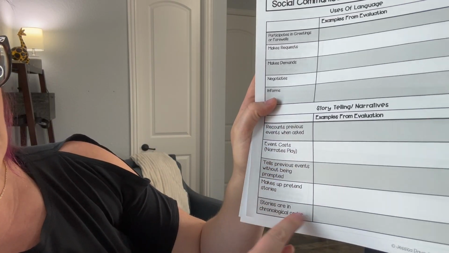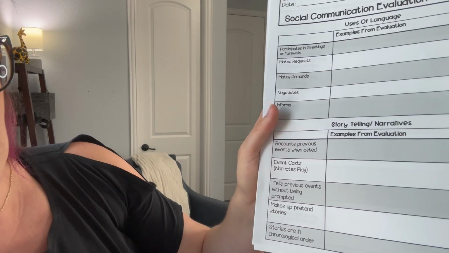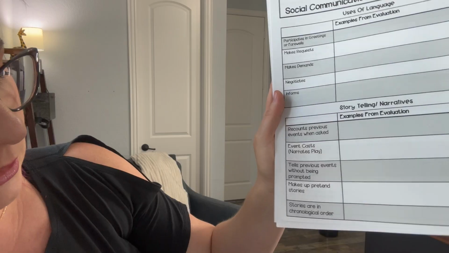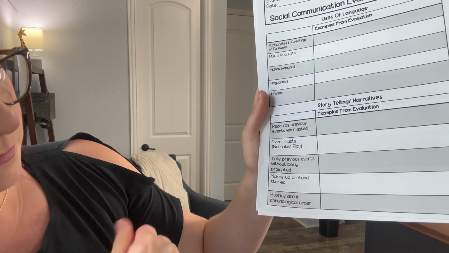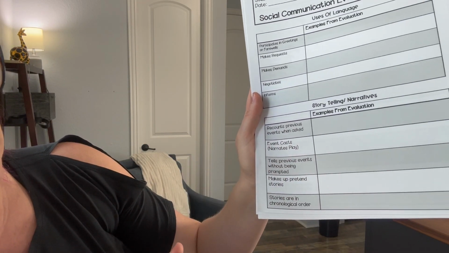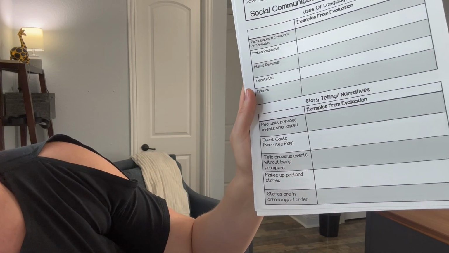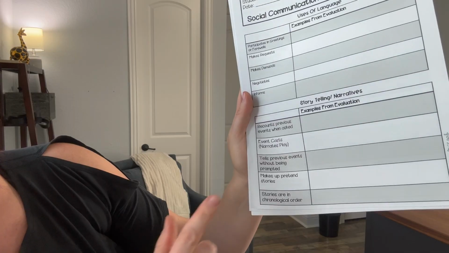As for the storytelling and narratives, I watch really hard for this. These go in order of difficulty. So, are they recounting previous experiences? Do they narrate their play? Do they tell previous events without being prompted? Do they make up pretend stories? Are their stories in order? So, just an idea of the things I'm looking for.